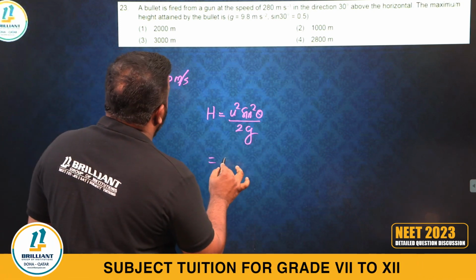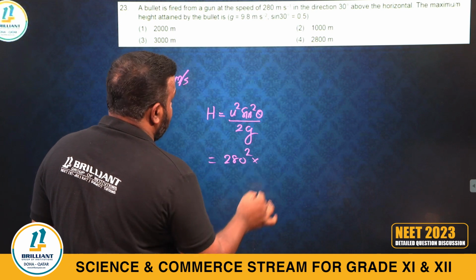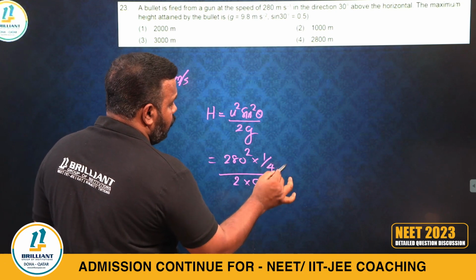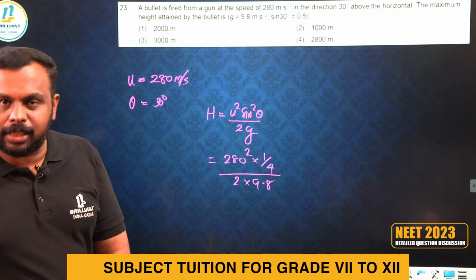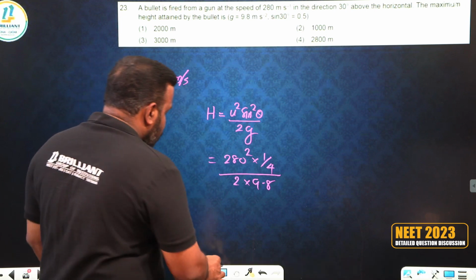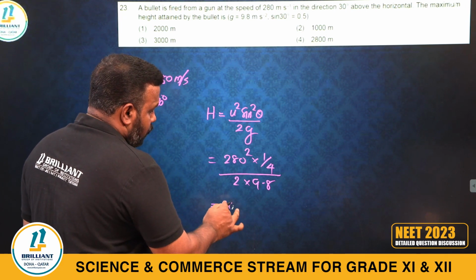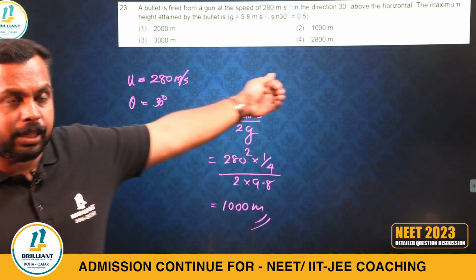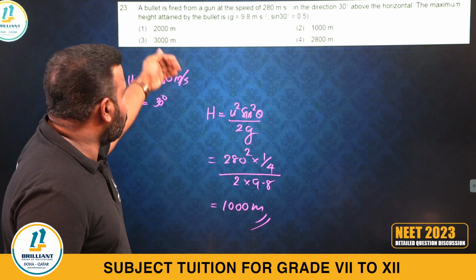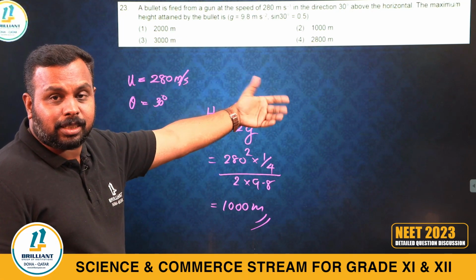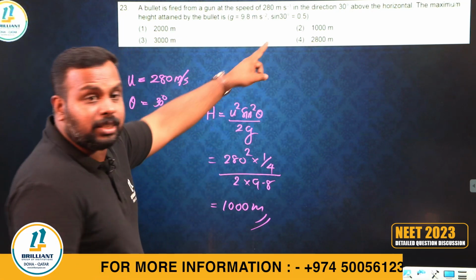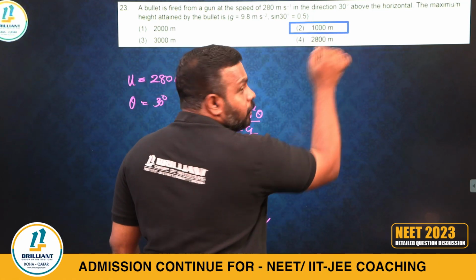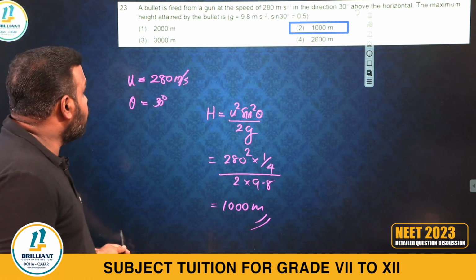So substituting U is 280 square into sine 30 is 1 by 2 square, and we get 1 by 4, divided by 2 into 9.8. It's an easy calculation. You can try. The answer is 1000 meter. You can take g as 10 and approximate also, so a close answer you can take, because there are no very close options. The answer for this question is option 2, that is 1000 meter. Clear? Right. I'm going to the next question.